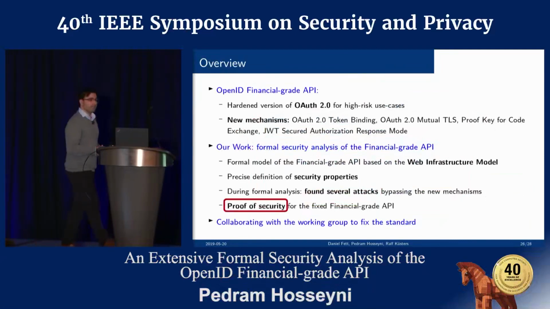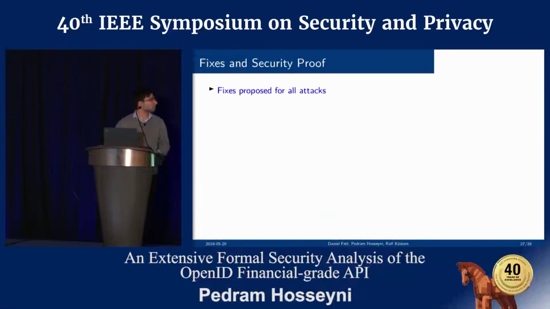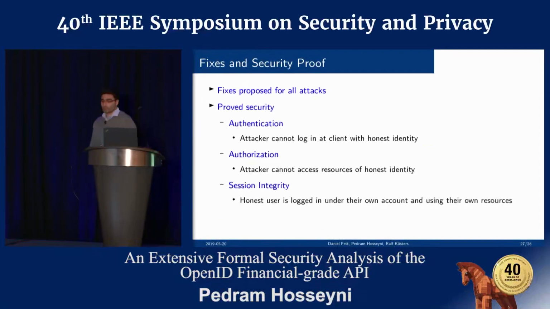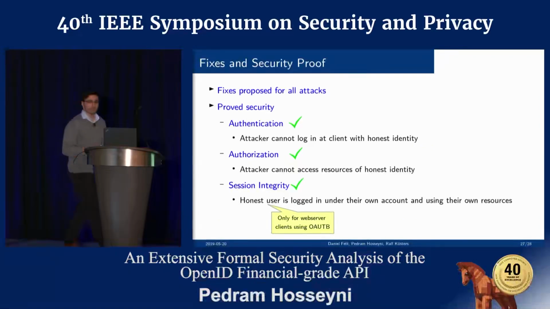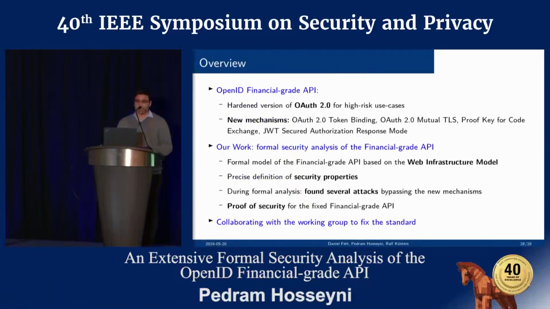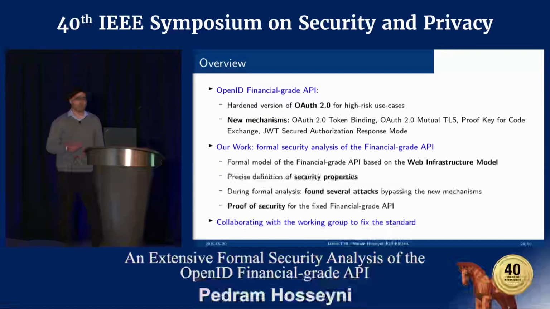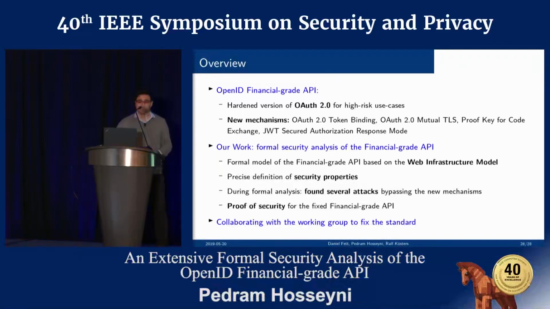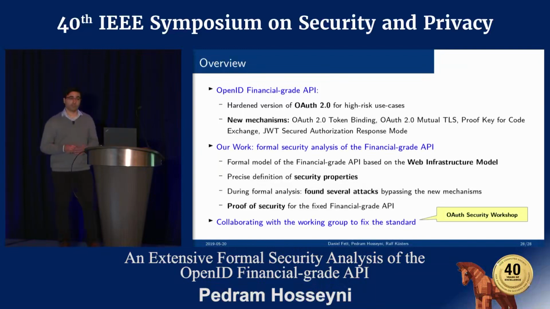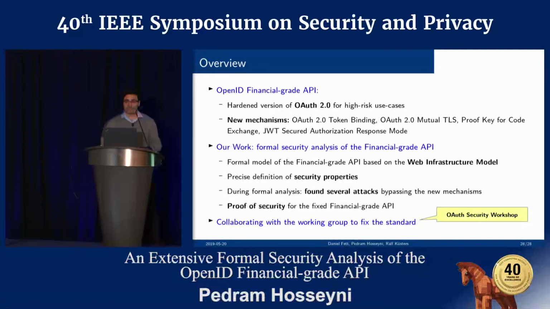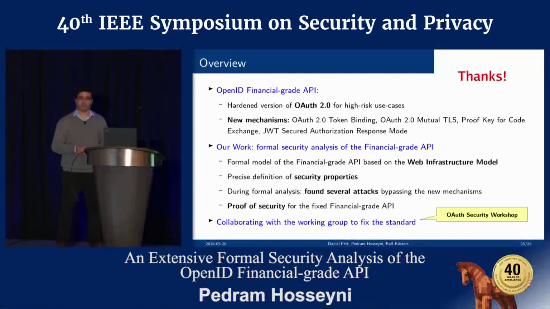So we proposed fixes for all attacks that we found. And then we're able to prove that within our model, the financial grade API is secure. Now I come to the last point. As mentioned in the beginning, we are collaborating with the working group to fix the standard. And we even initiated an OAuth security workshop for regular meetings with the IETF and the OpenID Foundation to improve the standards related to OAuth, for example, the financial grade API. That's it. Thank you very much.